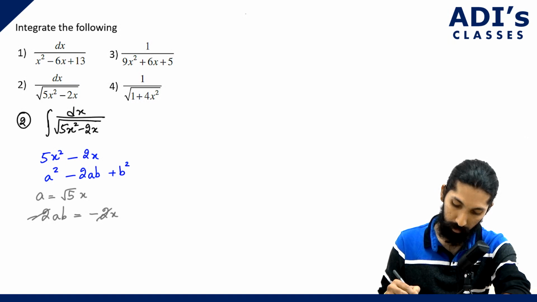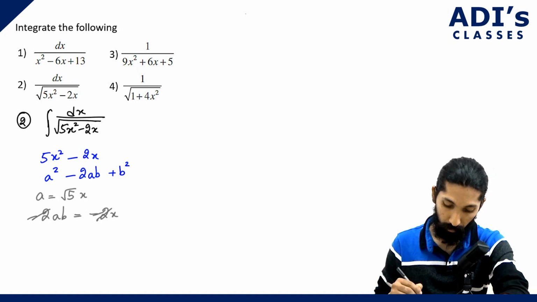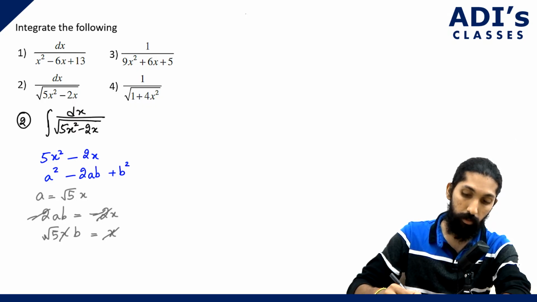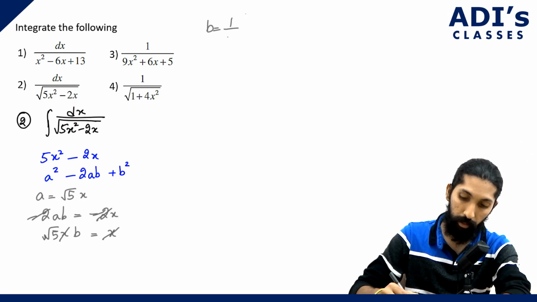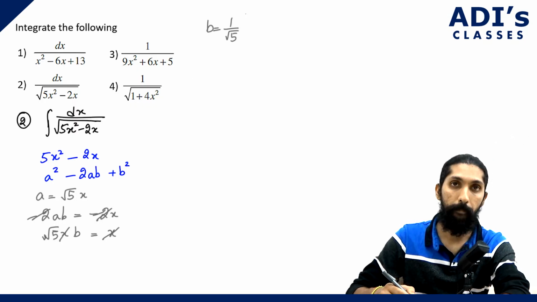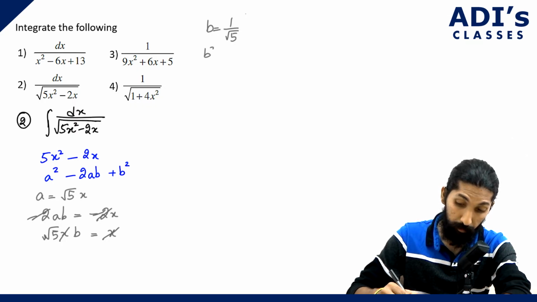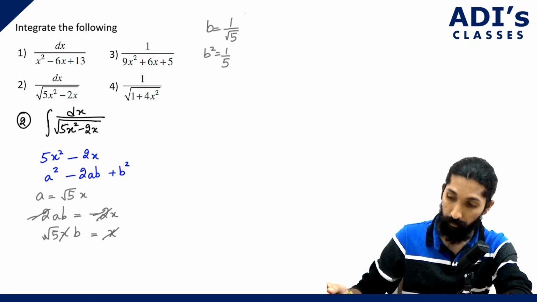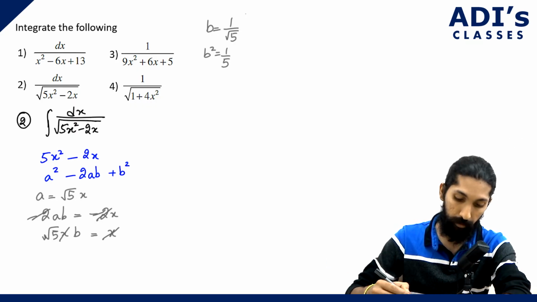So the minus 2 cancels. Root 5x into b is equal to x. x and x cancel. So what do you get? b is equal to 1 by root 5. Correct? So b square becomes what? 1 by 5. Fine?